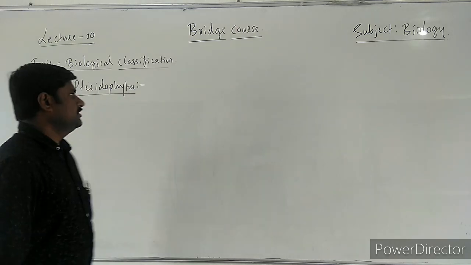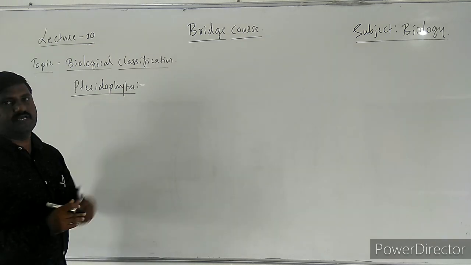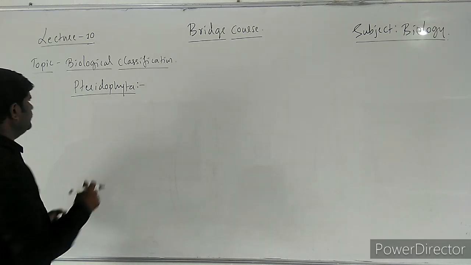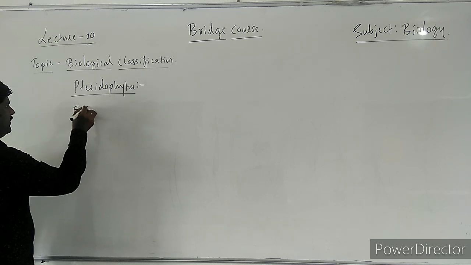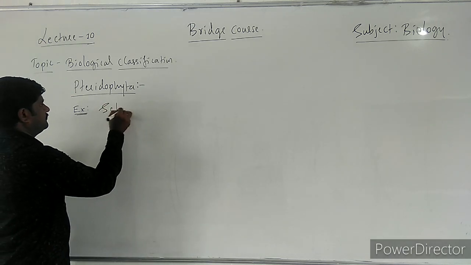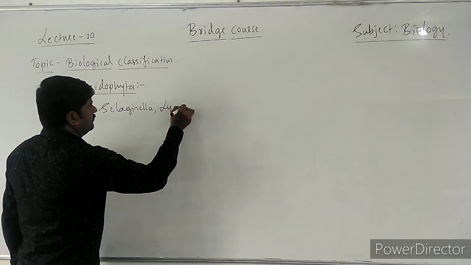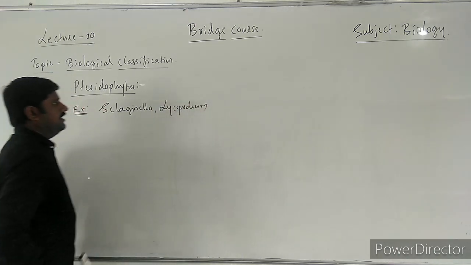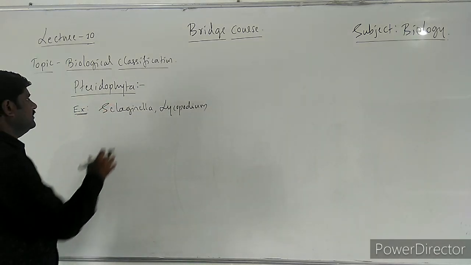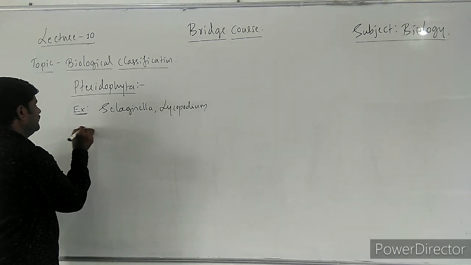Pteridophyta, right? So these are usually called Ucha Sasyagalu in Kannada. So what are the unique characteristic features of these pteridophytes? Before going to see that, I would like to mention the examples for all these pteridophytes: Selaginella, Lycopodium, right? These are the best examples for pteridophytes. The unique features of these plants, we'll discuss one by one.